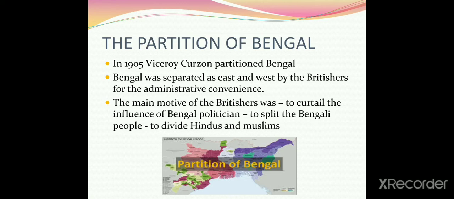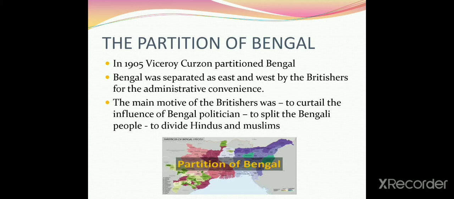Now let us see about the partition of Bengal. In the year 1905, Viceroy Curzon partitioned Bengal. At that time, Bengal was the biggest province of British India and included parts of Bihar and Orissa. The British argued for dividing Bengal for reasons of administrative convenience. But clearly, it was closely tied to the interest of British officials and businessmen.